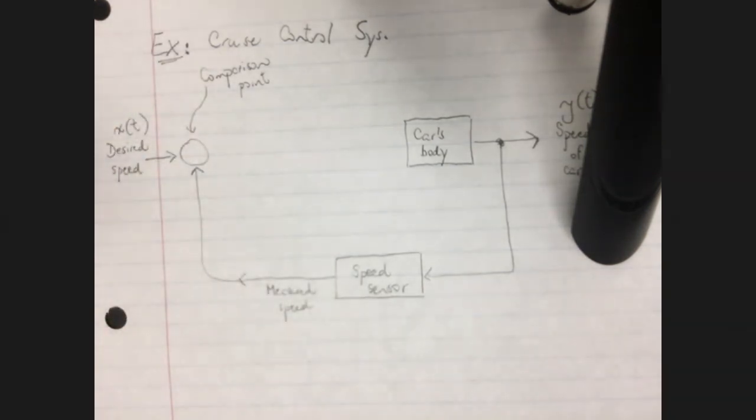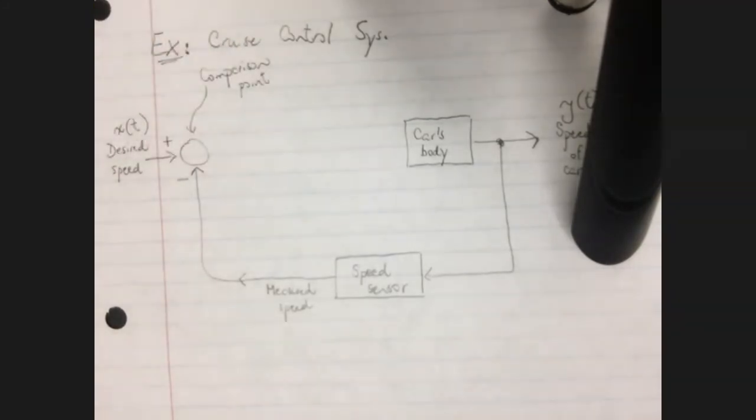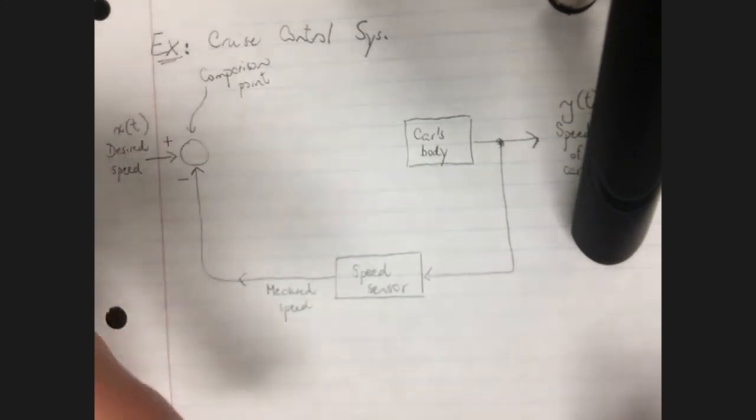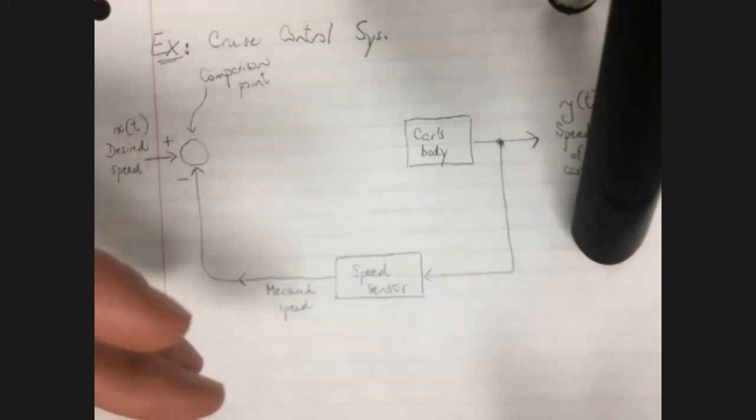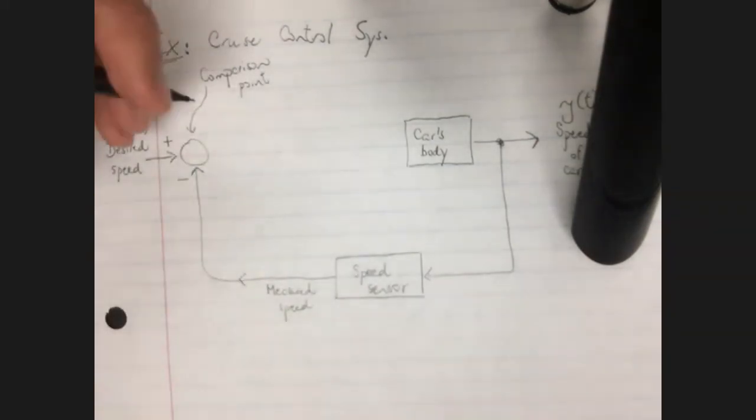Usually the way we compare, there's multiple ways to do it, but the easiest way is to subtract the two. So if I do desired speed minus measured speed, then it's going to give me the difference between the two. And it's going to tell me if I have a positive number or a negative number, to tell me, am I above, am I below? Do I need to speed up, slow down, that type of thing. So we're going to have a comparison point.